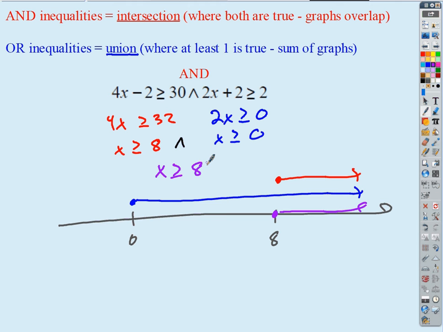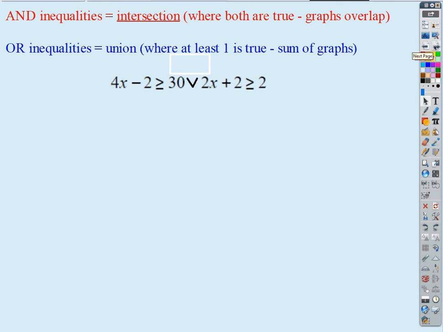Okay, so what about if we do this? Let's do this. If I do almost the same problem, everything's the same, except now it's an or symbol instead. But everything else is the same.